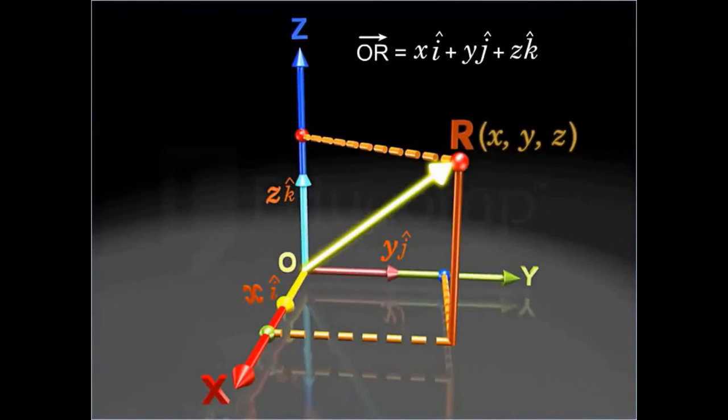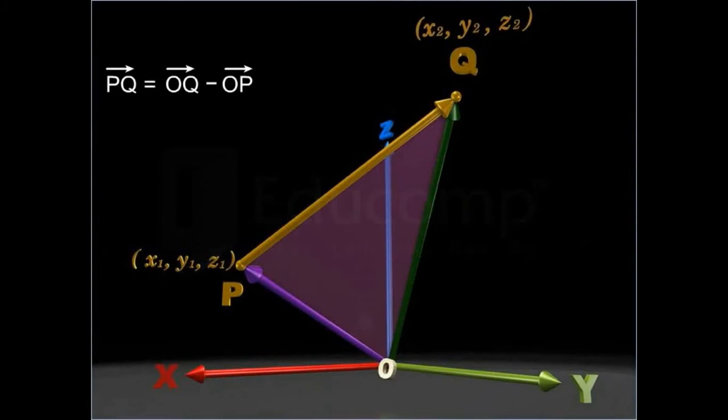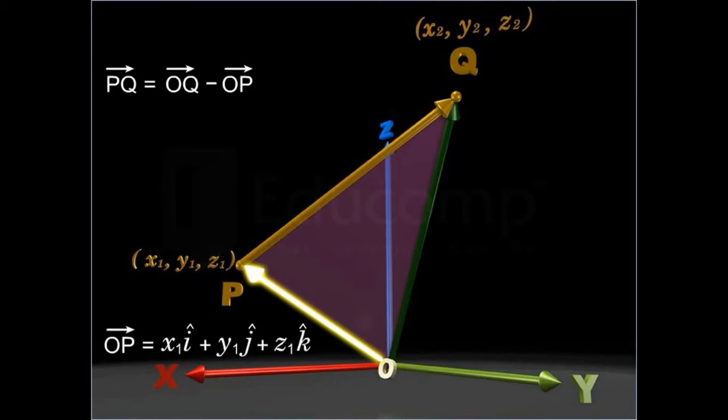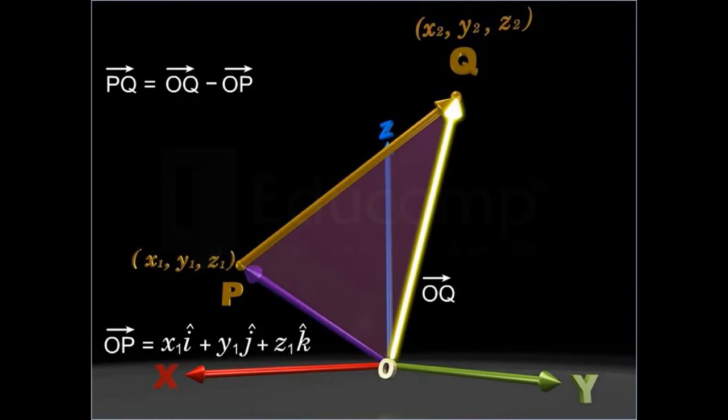Each vector in space can be represented as a sum of vectors parallel to the three axes of the rectangular coordinate system. Thus, vector OP is equal to x1 i cap plus y1 j cap plus z1 k cap, and vector OQ is equal to x2 i cap plus y2 j cap plus z2 k cap.